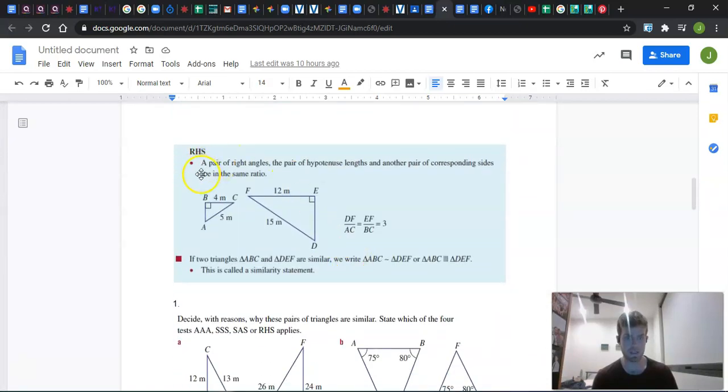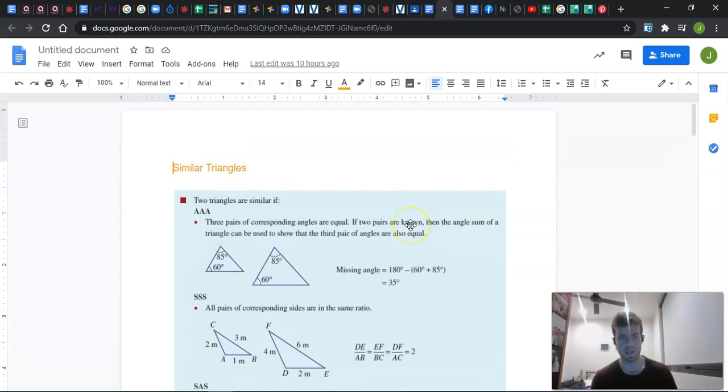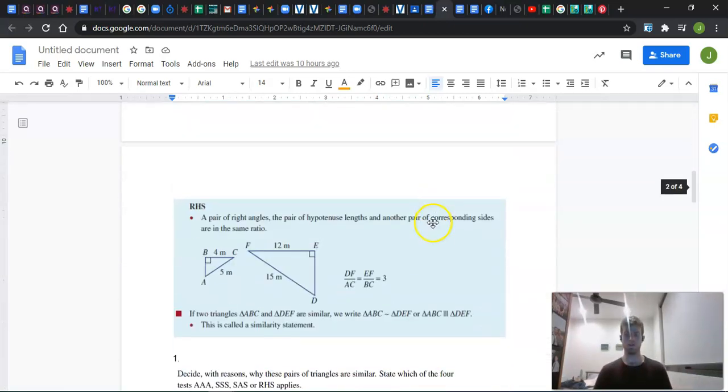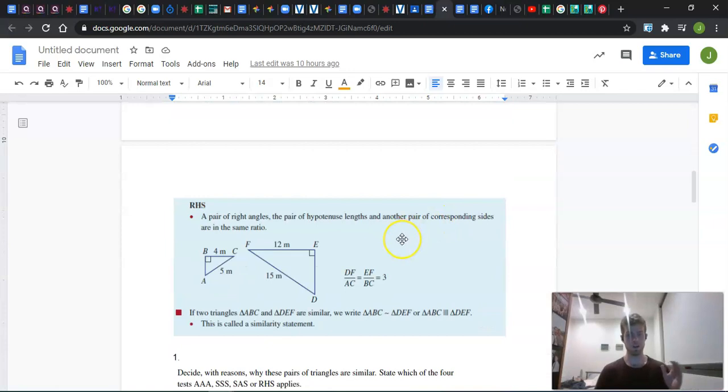And the last test is right angle, hypotenuse, side. So you've got a right angle, and then you've got 2 sides, where one side is a hypotenuse, that are in the same ratio. Okay, so they're the 4 tests for identifying similar triangles, much like we did with congruent shapes, just applying slightly different rules in terms of looking for similar ratios rather than equal sides.